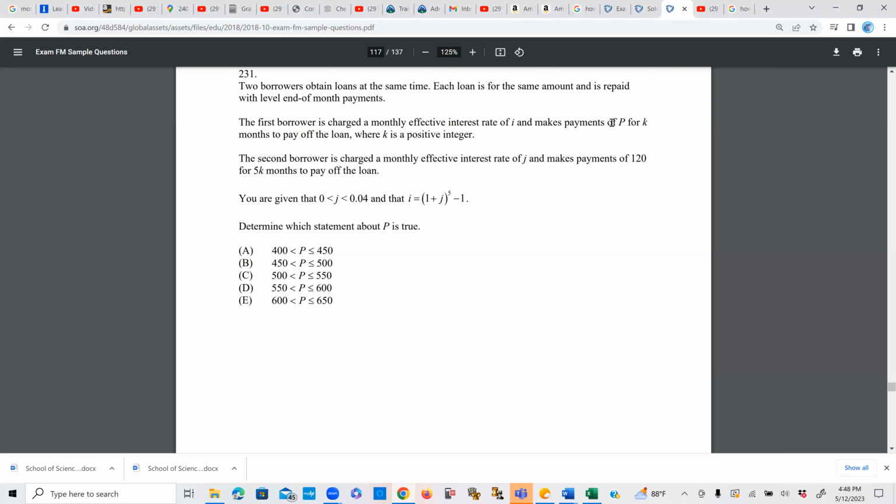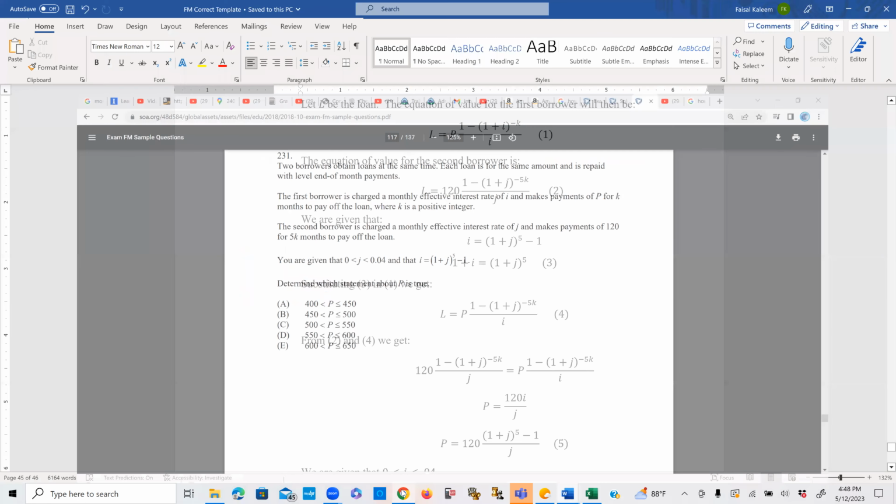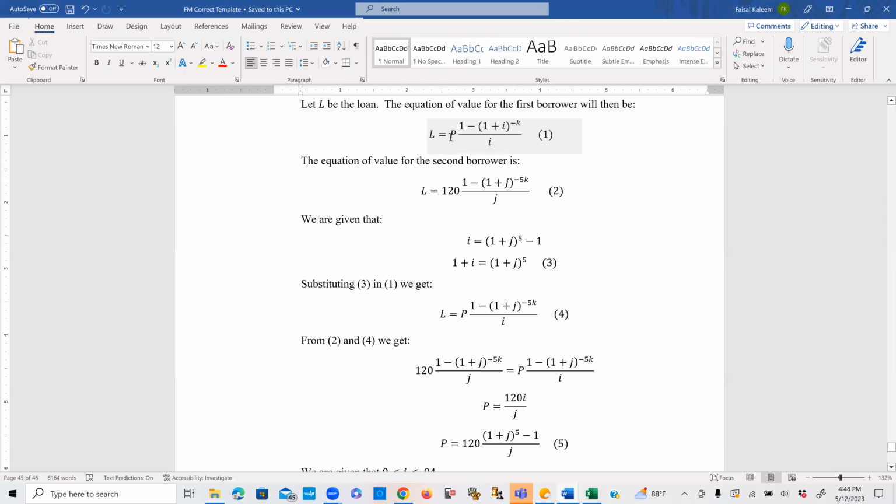The first borrower makes payments of P, and both of them are making monthly payments, and the monthly interest rate for the first borrower is I. So our basic annuity immediate equation gives L is equal to P. L is the present value, and P in this case is the payment. Usually we use X, but here we are using P. Then 1 minus (1 plus the interest rate) to the power negative, and usually we have negative N here, where N is the number of payments. Here we are told it's K payments. So (1 plus I) to the negative K over I.